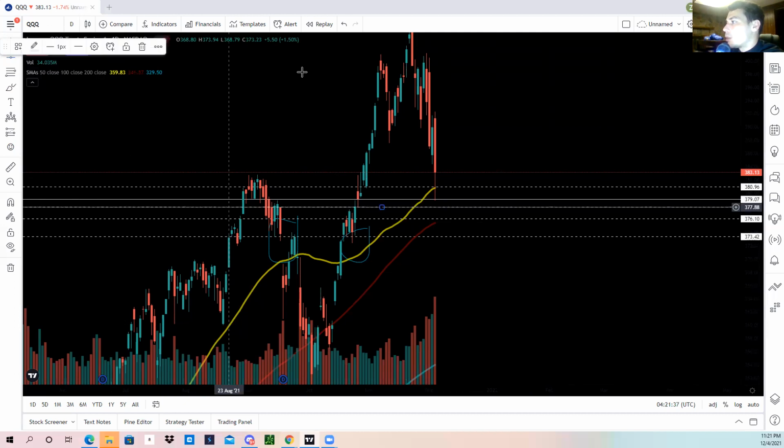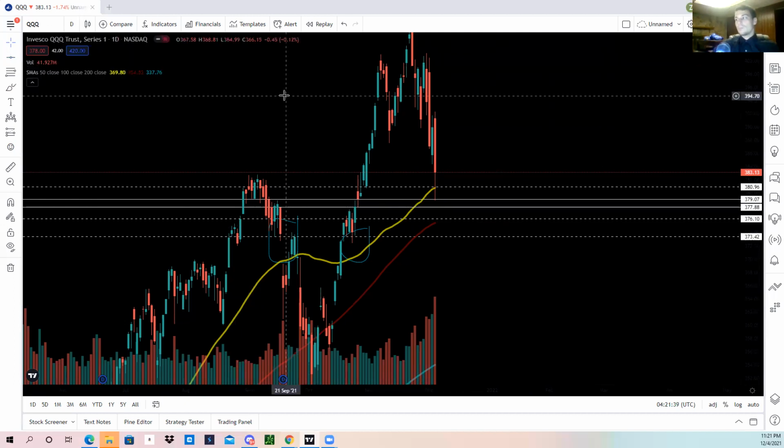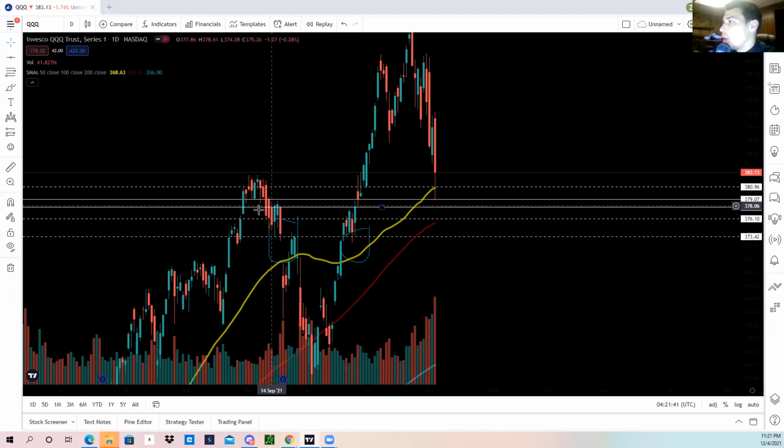I like this. All right. So why did I choose this one? Well, because we were resistance one time right here. We are resistance two times right here. And then we are support one time right here, and a support one time right here. Okay, so there's been multiple times on the daily chart where this has been a valid support and resistance level.